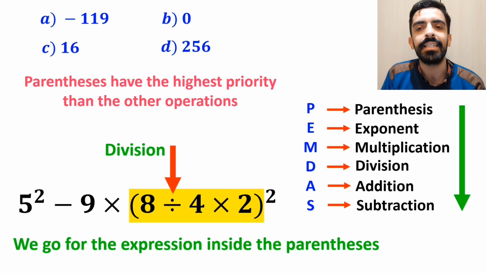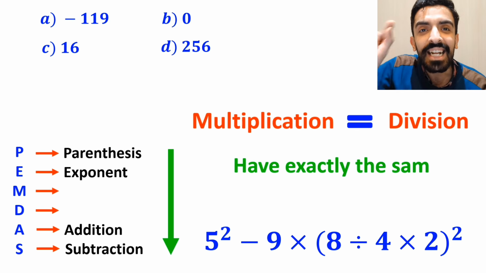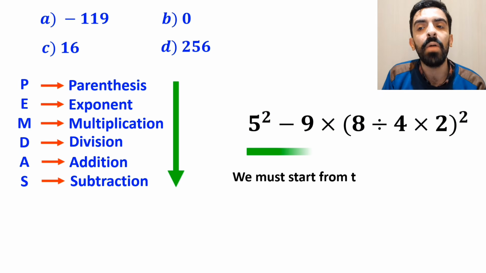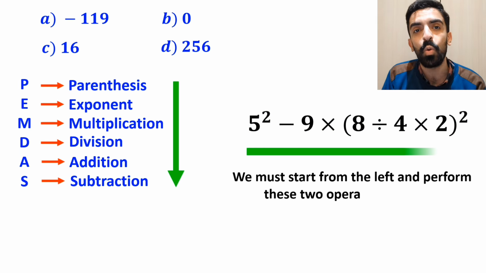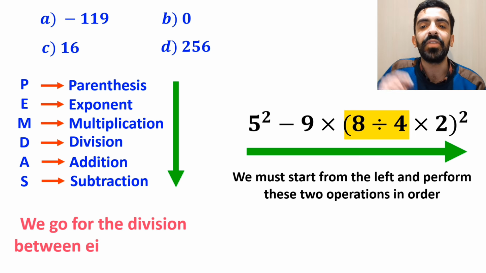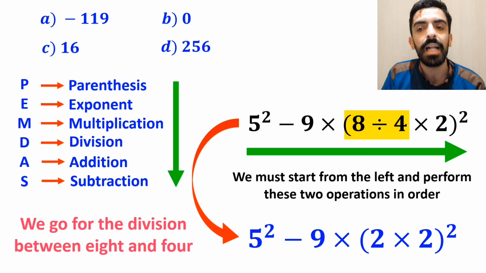And inside the parentheses, first we have a division sign and then a multiplication sign. It's very important to note that multiplication and division have exactly the same level of priority. In this situation, we must start from the left and perform these two operations in order. So, first we go for the division between 8 and 4 and write this expression as 5 squared minus 9 multiplied by (2 times 2) all squared.